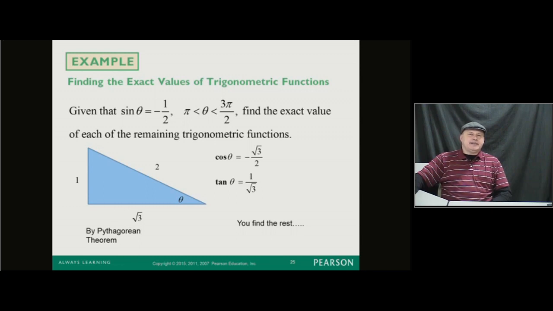But I want to draw your attention, because a lot of people, when they see how I do this, they don't see why there's not a negative somewhere in my triangle.